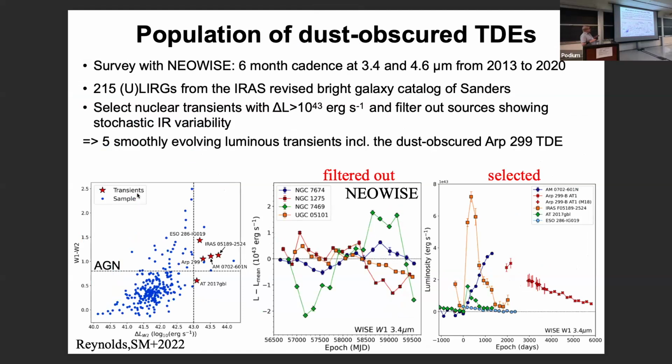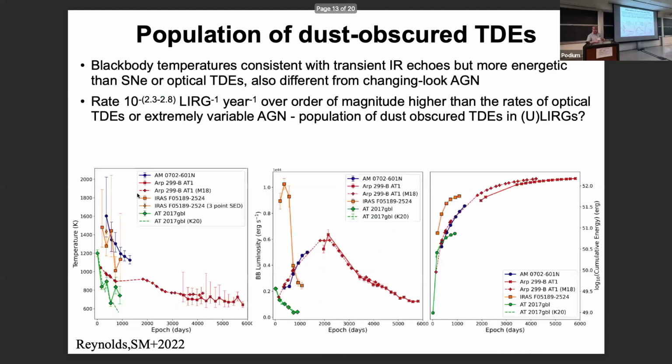Then we wanted to know how many of these might actually happen in local LIRGs and ULIRGs. So we used the NEOWISE mission, which has a 6-month cadence. We observed all the LIRGs and ULIRGs from the IRAS Revised Bright Galaxy Sample of Sanders, and we selected transients similar to this one in ARP299 according to the luminosity. We detected a total of 5 smoothly evolving luminous transients. We did filter out a number of transients that showed stochastic variability, likely related to active galactic nucleus variability. So it was actually quite many, 5.